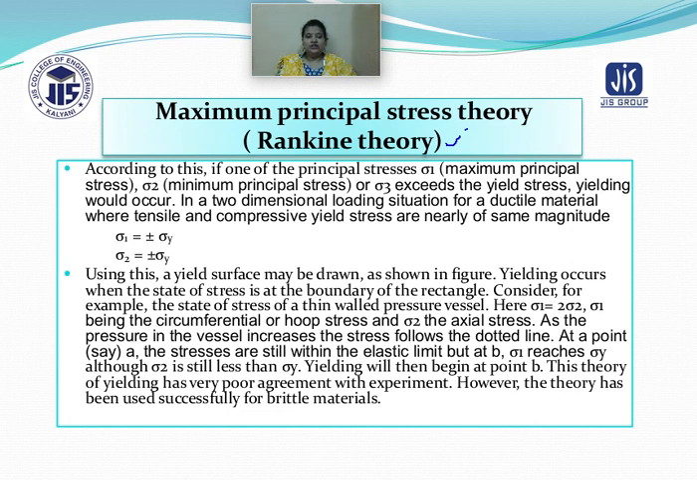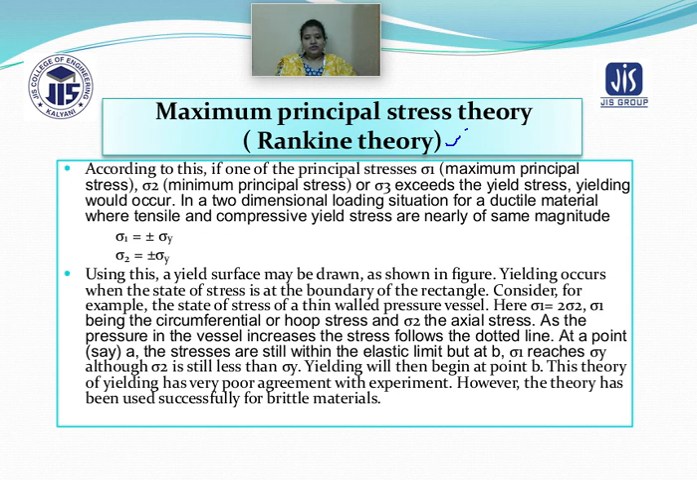So, using this particular maximum principal stress theory, a yield surface can be drawn as shown in the figure, and yielding occurs when the state of stress is at the boundary of the rectangle. So, if you consider for an example the state of stress for a thin pressure vessel, then I must say the maximum principal stress is equal to twice the minimum principal stress.